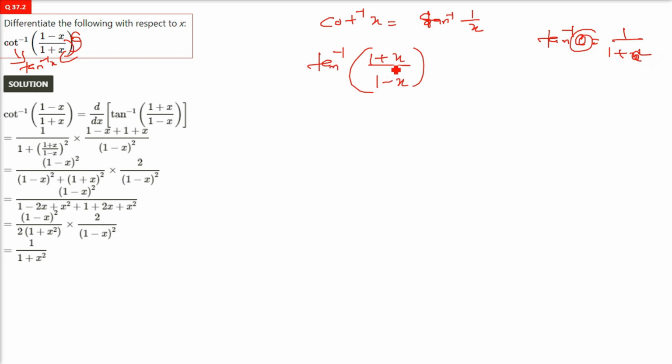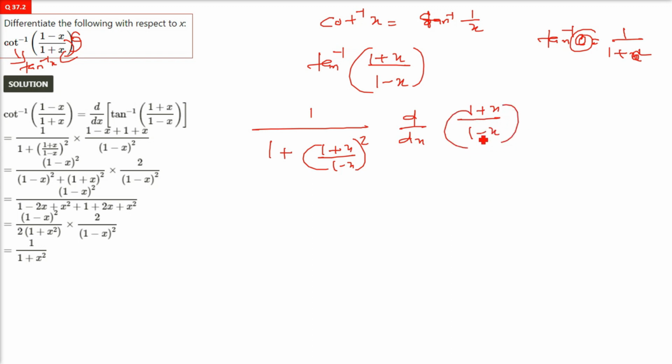Okay, so this is tan inverse of whatever is inside, 1 by 1 plus the square of that thing, which is (1 plus x) by (1 minus x) in this case. Now differentiation of this is also to be done by the chain rule. So it will be the differentiation of (1 plus x) divided by (1 minus x). We just have to solve this first one and then the differentiation of the second one. So let us do the differentiation of the second one.